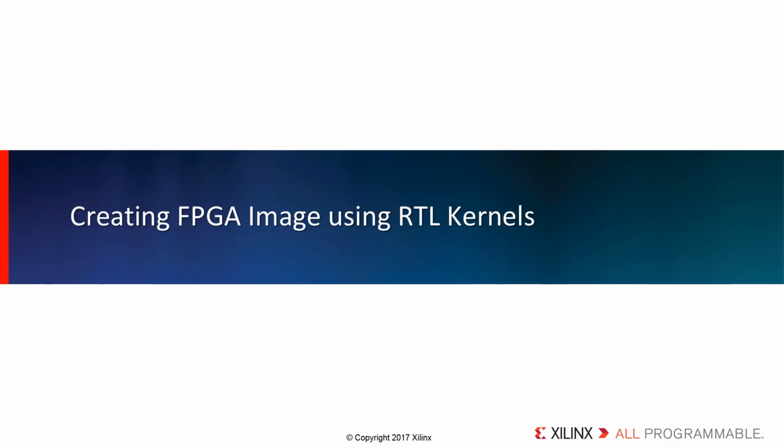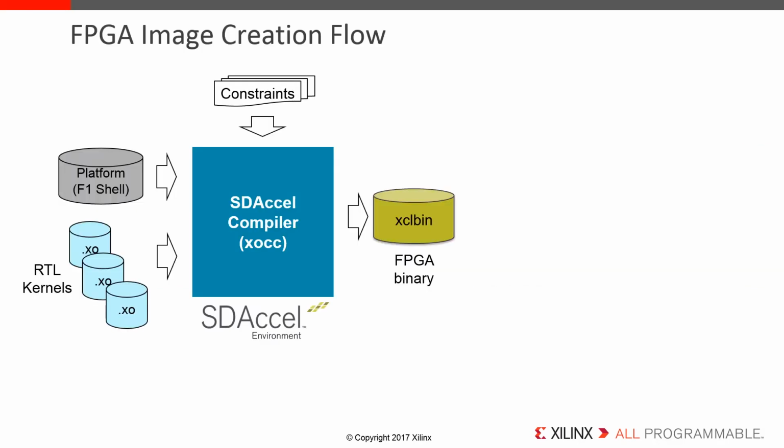Let's now look at the steps involved in creating an FPGA image for AWS F1, starting from the RTL kernels that we have built. The creation of the FPGA image consists of 2 parts. In the first part of this flow, we have an SDAccel project, where we specify all of the inputs to the SDAccel compiler or XOCC. The inputs to XOCC include the RTL kernels, the platform or the F1 shell, and design constraints including kernel clock frequency. The compiled output from XOCC is the FPGA binary, which is the XCL bin file.